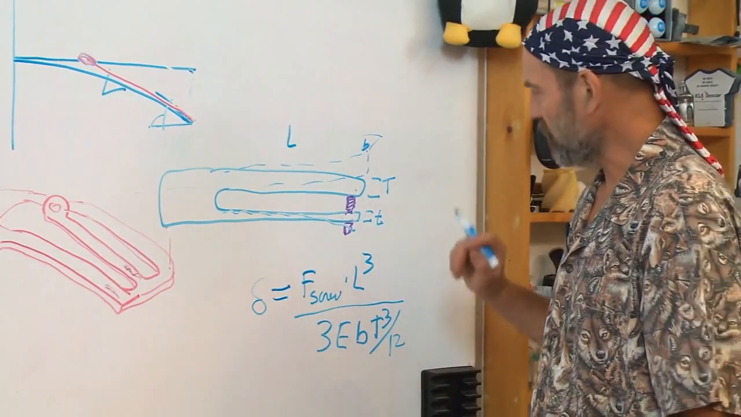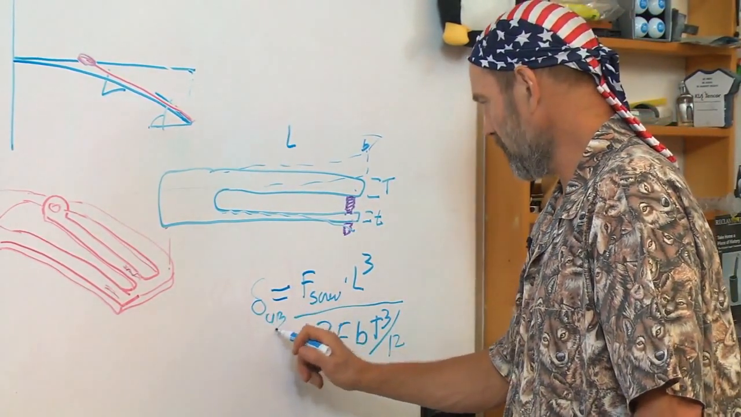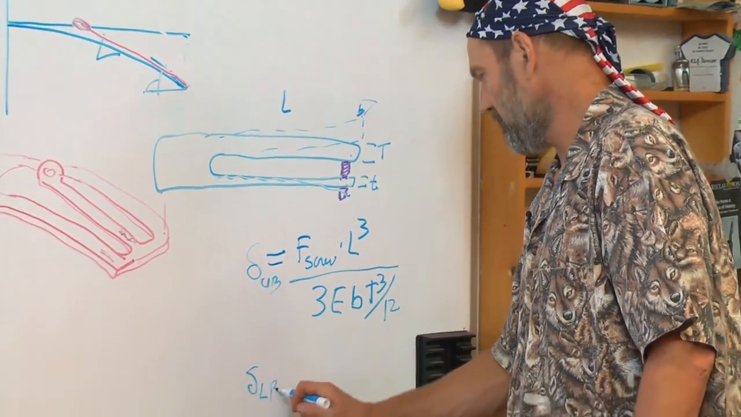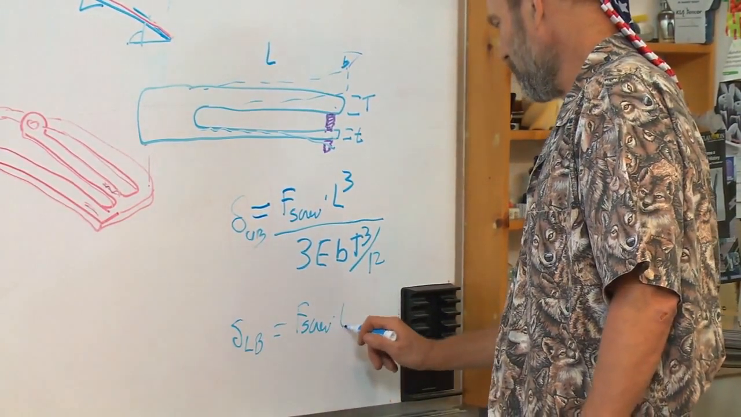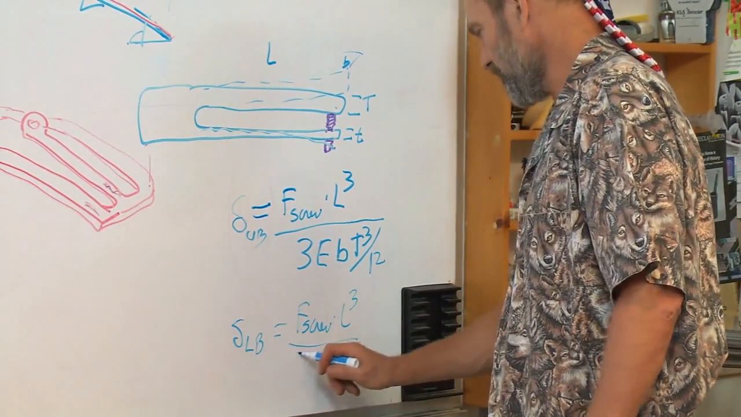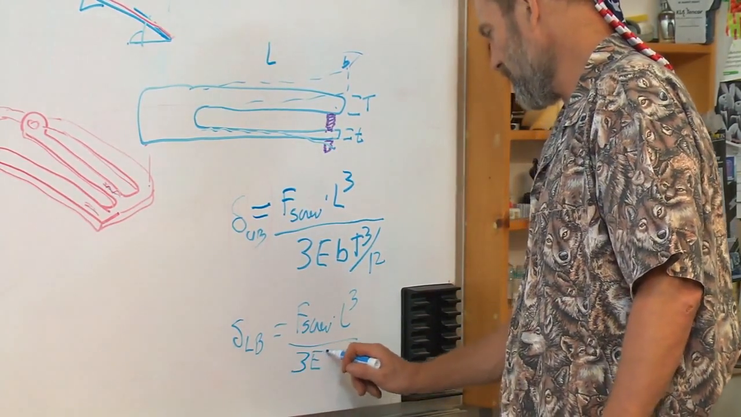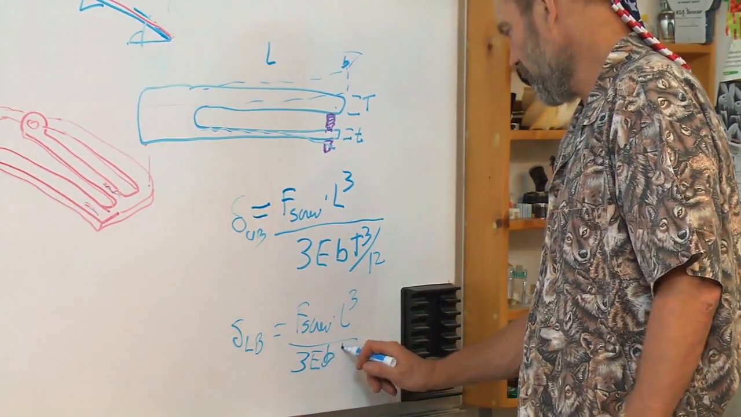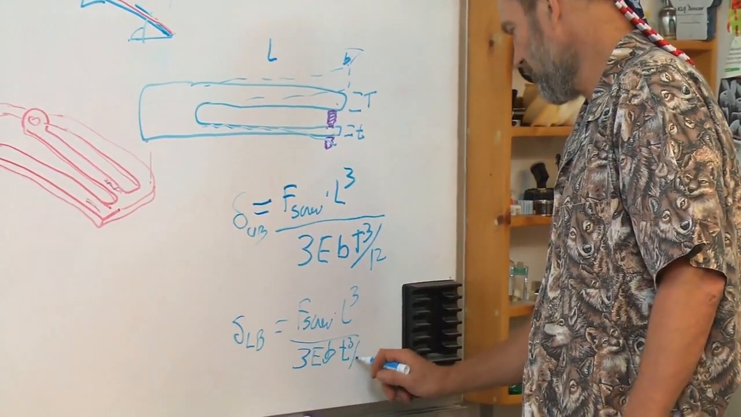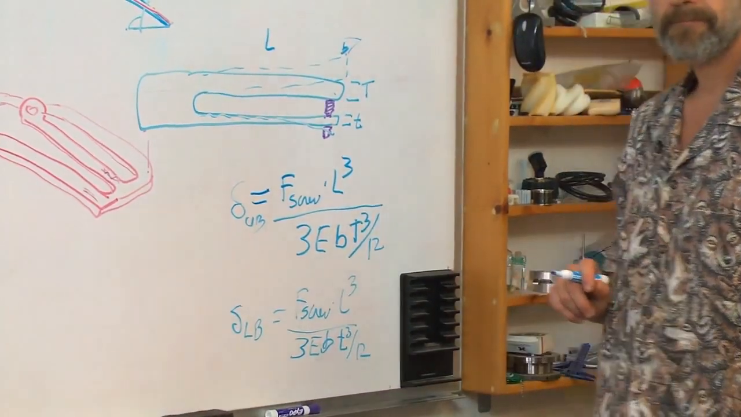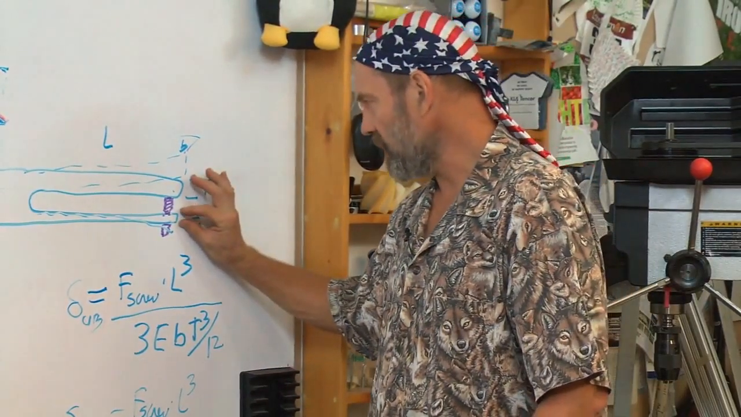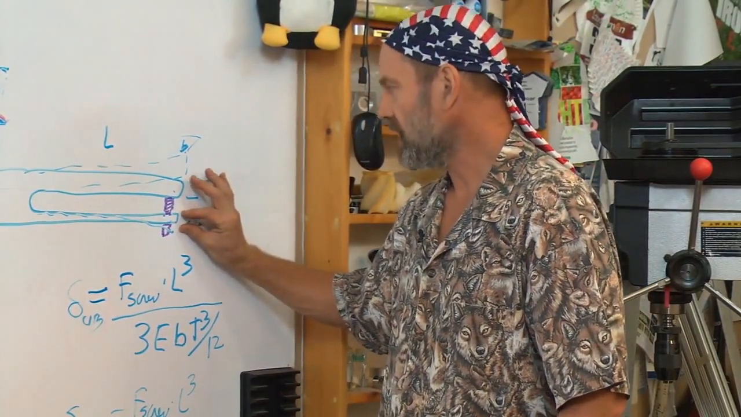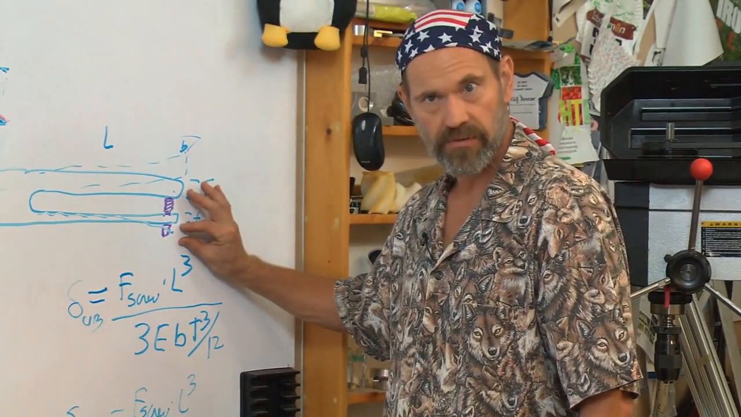Is that the deflection of the upper beam? And then this is the upper beam. The deflection of the lower beam equals F from the screw L cubed. Let's assume it's all the same material. 3E, and the beams are the same width, little t cubed over 12. But when the lower beam deflects, it carries the screw with it.